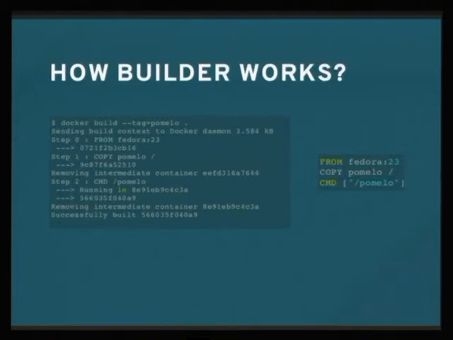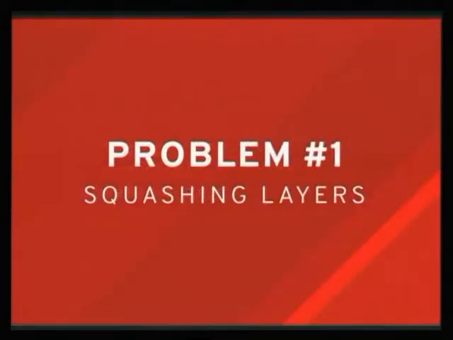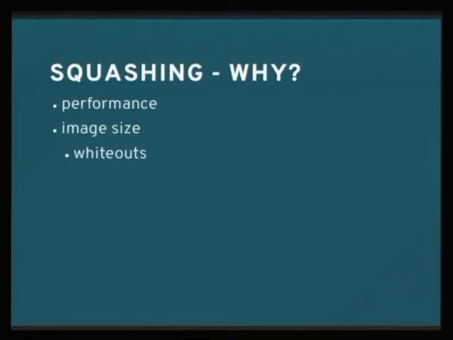Okay, so let's start with some problems. The first problem is that we have these layers, and there are a lot of them, and we would like to squash them. We don't want 10 layers, we want just 2 or 3. That's what this issue is about: squashing multiple layers to create a single one. Okay, why do I want to do that?